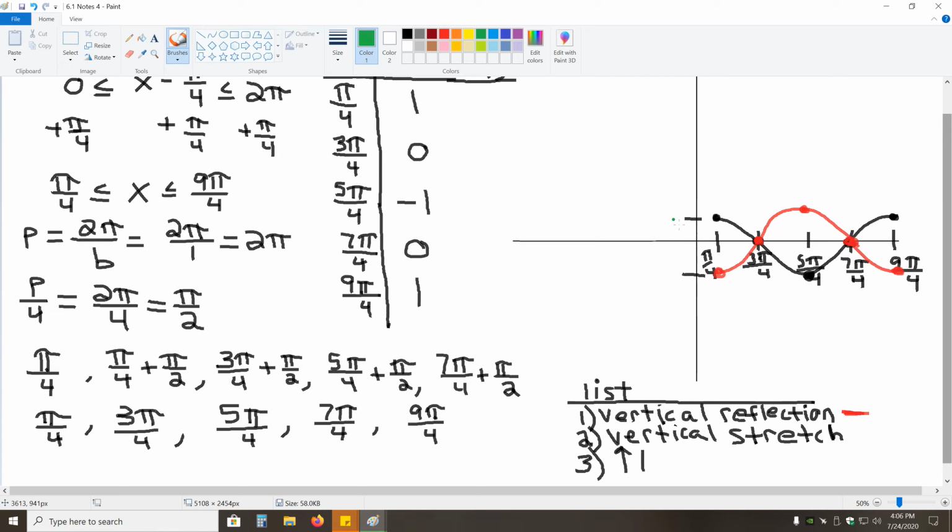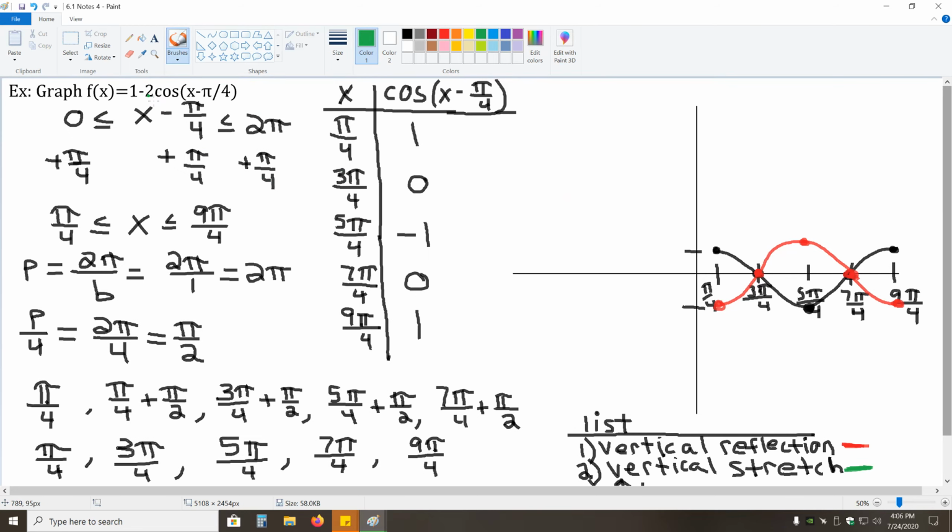From here, we now take care of the vertical stretch. We're going to take every y value and pull it apart because it's being stretched. How much we pull it apart is based on what we're multiplying by, which is a 2. So all of our y values get multiplied by 2. So this -1 will become -2.